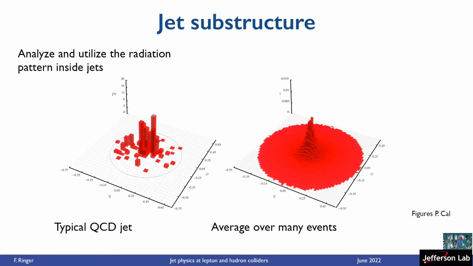So generally speaking, if we want to think about jet substructure, and jet mass is one example of jet substructure, then we want to look at the radiation pattern inside these jets. What you can see here as an example is a typical quark jet. It's one example of a quark jet that is simulated with Lithium.